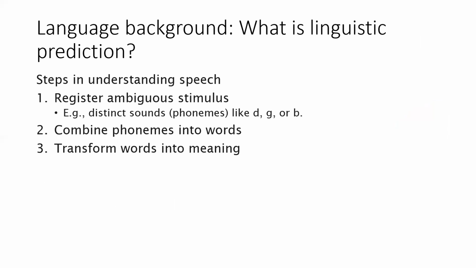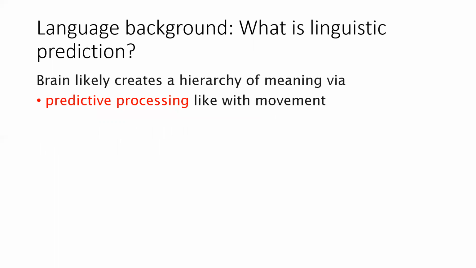And so the first step in understanding speech is to register an ambiguous stimulus, and this would be exemplified by what are called phonemes, which are single distinct sounds that make up words. For example, these could be the sound D, G, or B, and the brain combines phonemes into words and then transforms words into meaning. And what is likely to be one of the mechanisms for producing this hierarchy of meaning is the same predictive processing the brain does with movement.